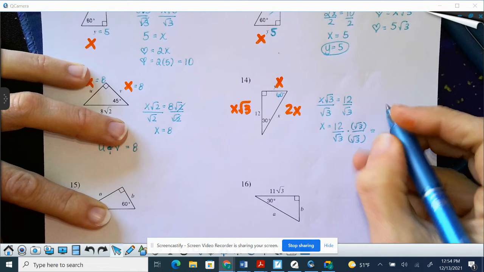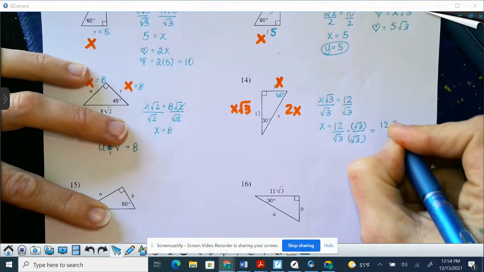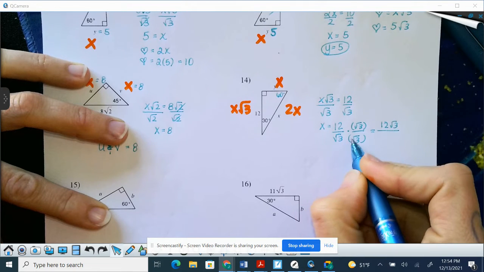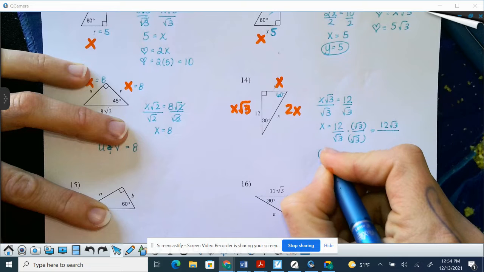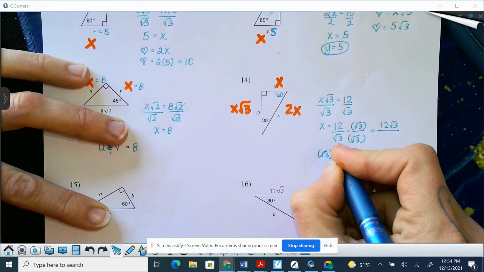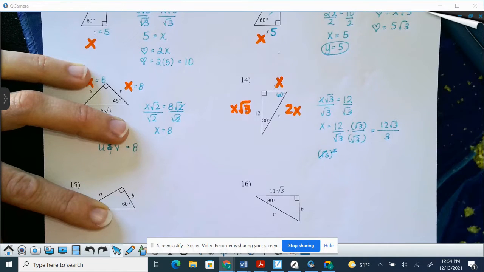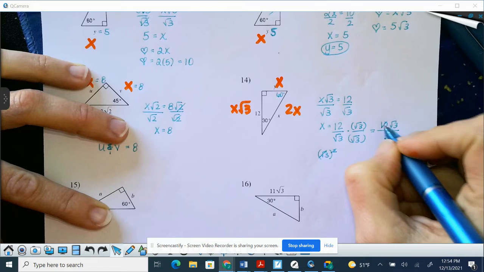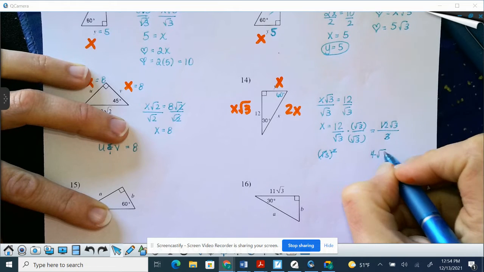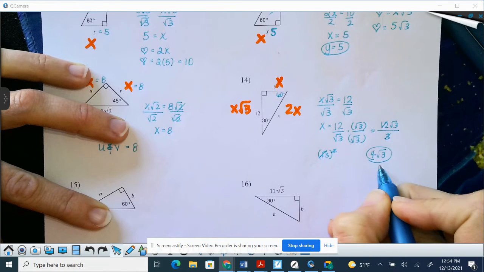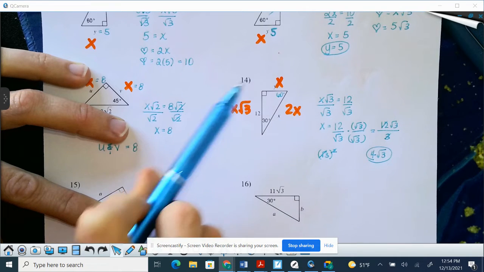So 12 square roots of 3. And square root of 3 times the square root of 3, remember, is the same thing as square root of 3 squared, and that's the inverse of square rooting something. So what comes out is what's left, because ultimately it's the square root of 9, and the square root of 9 is 3. Whole numbers reduce. 12 divided by 3 is going to be 4. So 4 square roots of 3 is our answer for our x side.